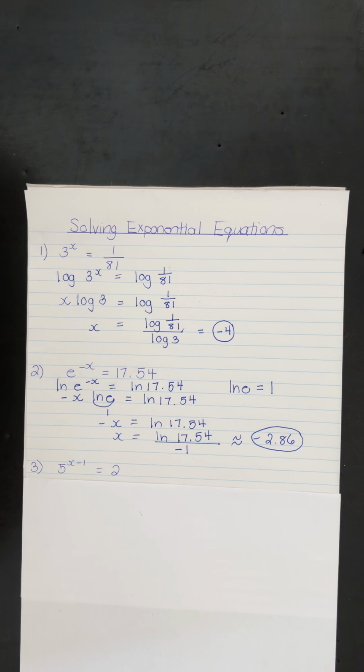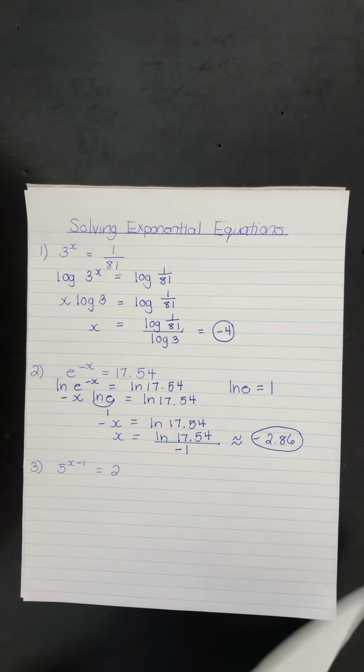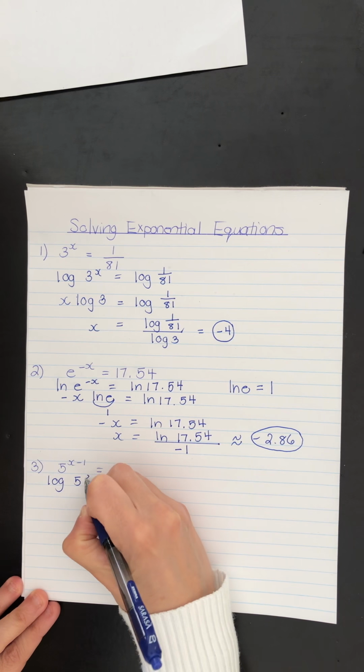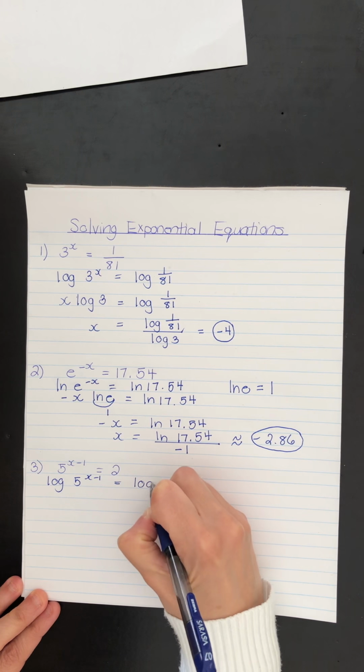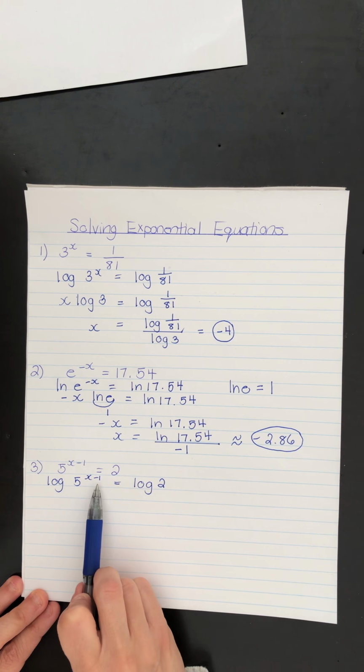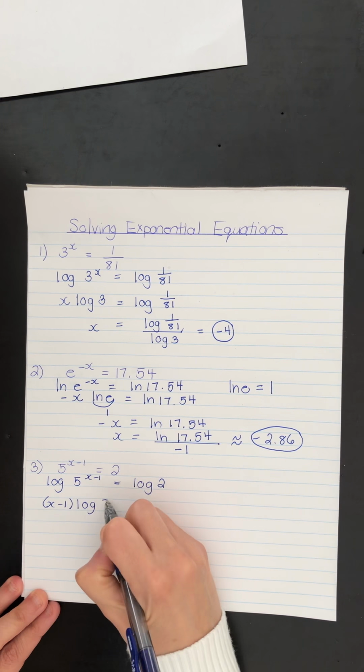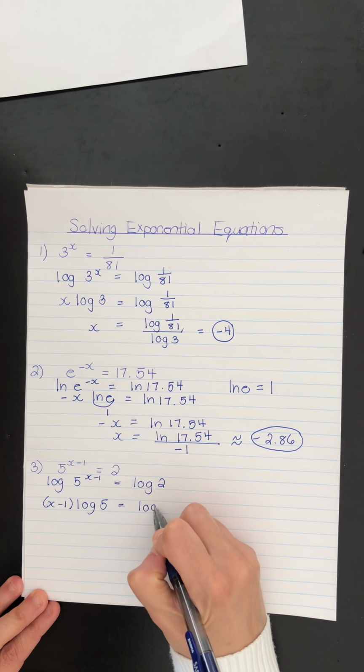Okay, let's try the third question. We're going to begin the same way. We can choose log or ln. There is no base of e or 10 to lead us one way over the other. So I'm going to do the log of both sides. That allows the whole exponent of x minus 1 to come forward as a multiplier, like this.